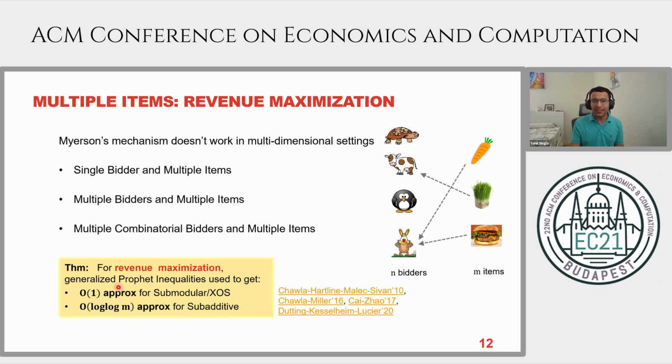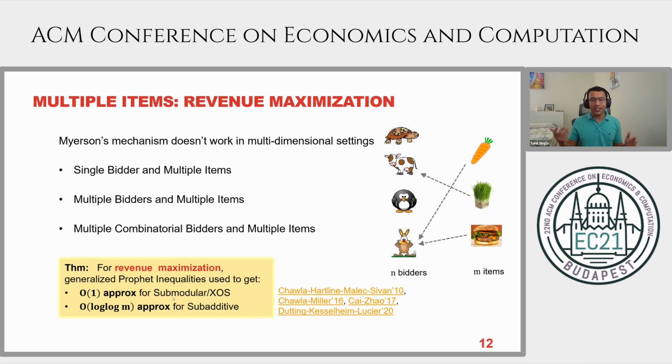These results use many other tools besides profit inequalities, but profit inequalities still play a major role in them. To give you a small example, for subadditive valuations, up till recently, the best known approximation was a log m approximation. But last year, researchers first made progress on a profit inequality for subadditive valuations. And then they also used that result to improve the revenue maximization and get a log-log m here as well, which was the result of Paul Dütting, Thomas Kesselheim, and Brendan Lucier.